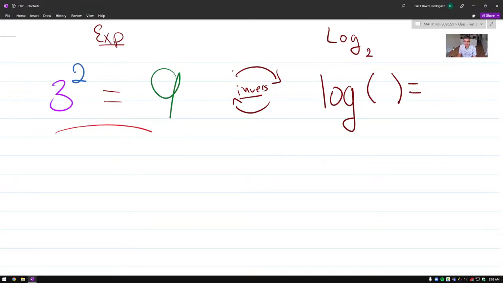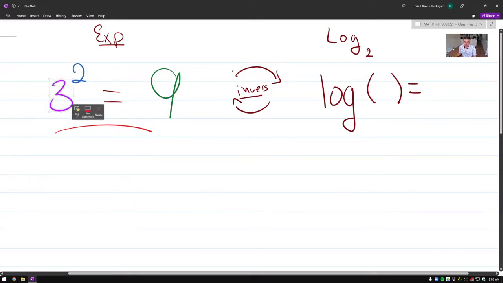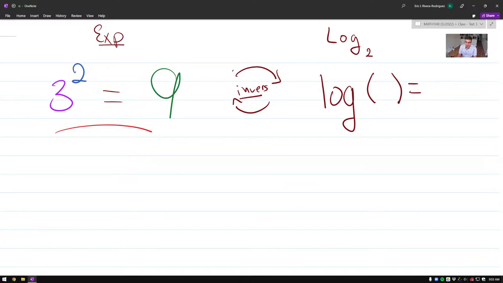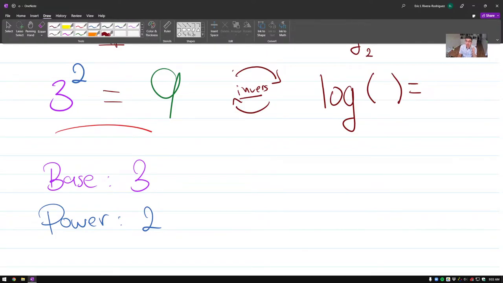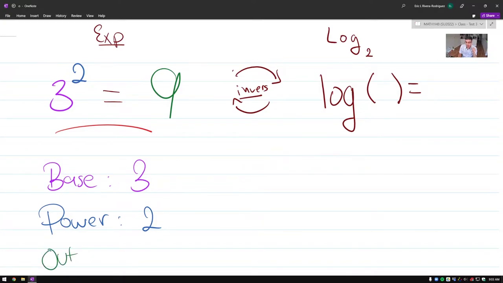On the left side, we have an exponential expression where we are seeing 3 squared equals 9. And we know that that's true because 3 times 3 is 9. So what is the inverse of this exponential expression? Before that, let me identify the base. The base here is 3. The power or the exponent is 2. And the result, let's say the output here, or the product of the result, is 9.